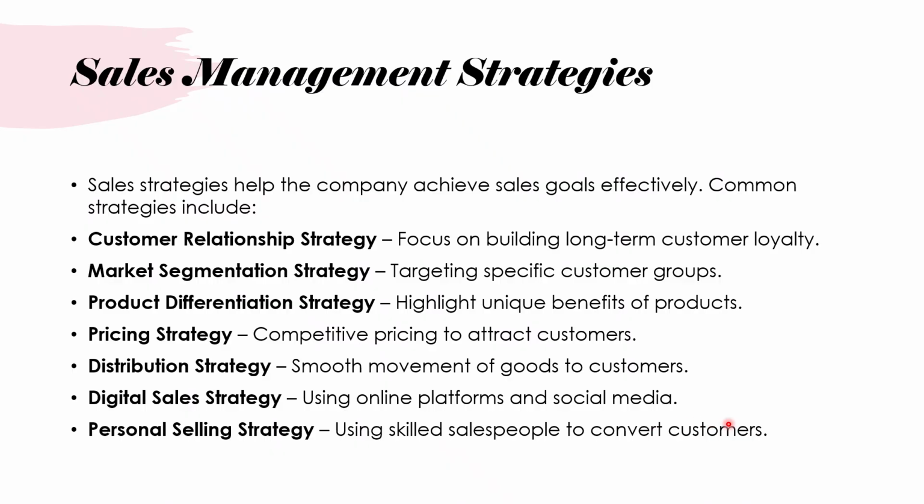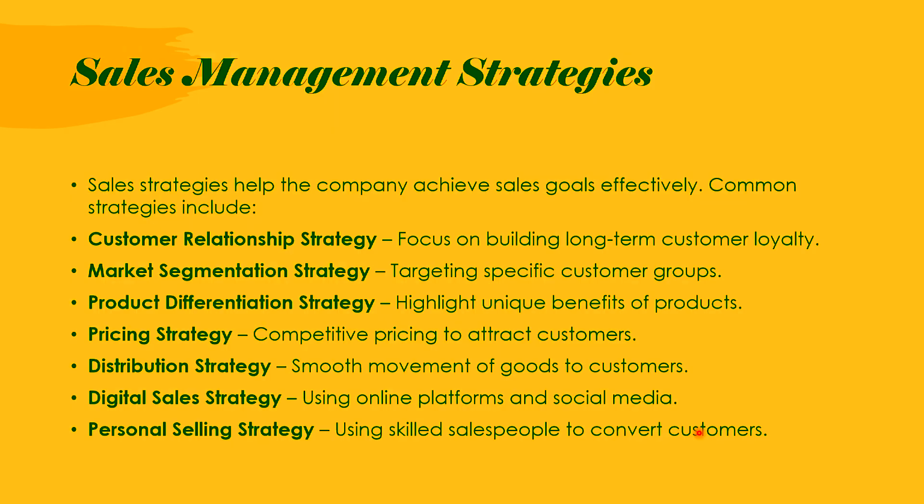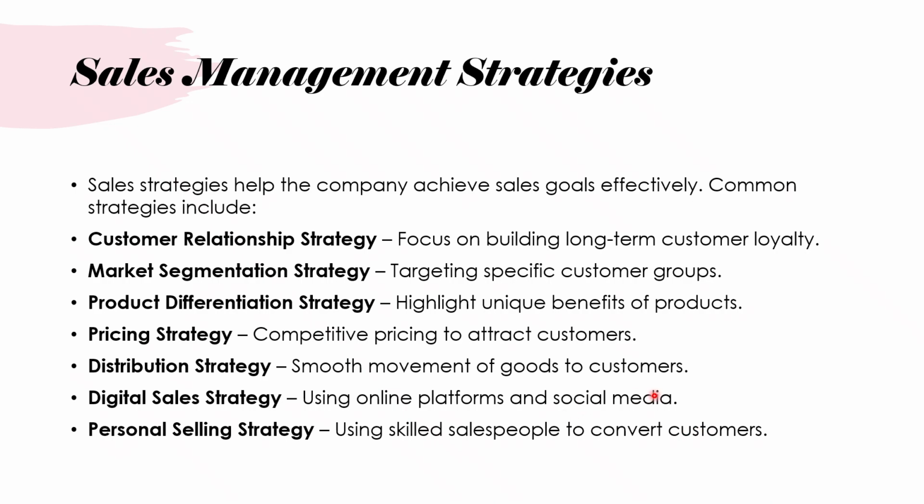Like Nykaa, it is one example that used Instagram and YouTube influencers as a part of its digital sales strategy. Then next is the personal selling strategy, which means using trained sales representatives to handle customers' queries and to close the deals. Like Maruti Suzuki's sales staff, they conduct test drives, give product demos, and finally take follow-ups to convert these leads into sales. So these seven strategies that we have seen help companies achieve high sales performance in a competitive market.